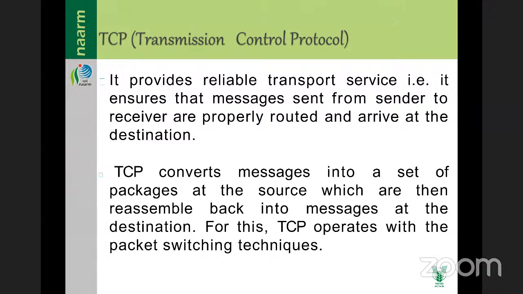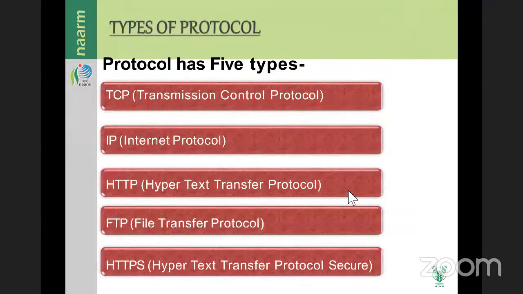Like that here, all the information is converted into packets and segments, and only then is it transferred as a signal. It is not sent directly as we give it, it is converted into packets and segments. The transport service means a message sent from sender to receiver is properly routed and arrives at the destination. Reliable transport services take the information reliably. TCP converts a message into a set of packets at the source, which are reassembled into messages at the destination. For this, TCP operates with packet switching techniques.